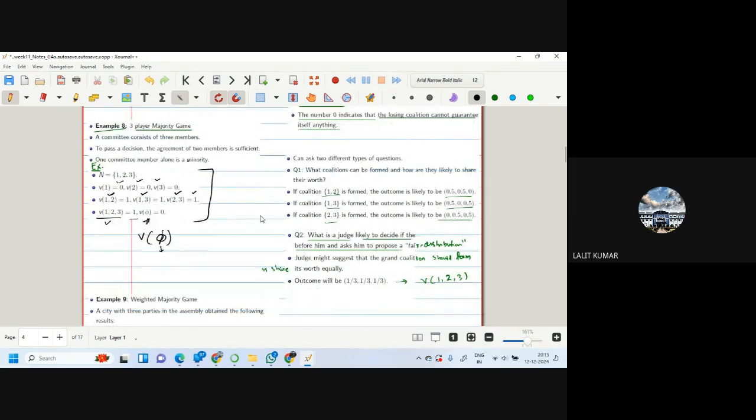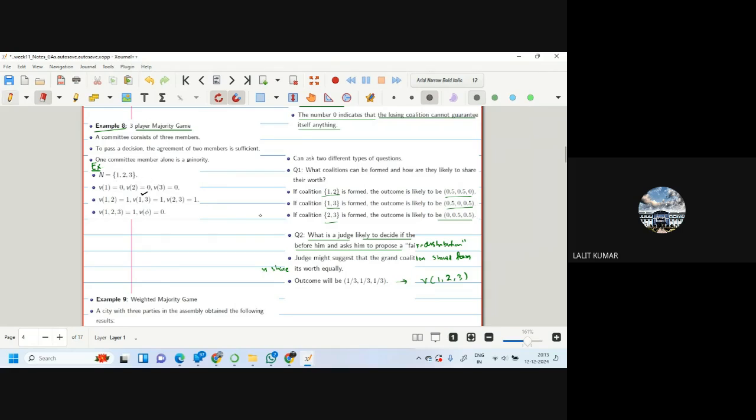Remember that if any single member is there, then he is losing. But any time out of these three members, 1, 2, 3, if two are voting, they are winning the vote. So their value is 1. So this is like voting.